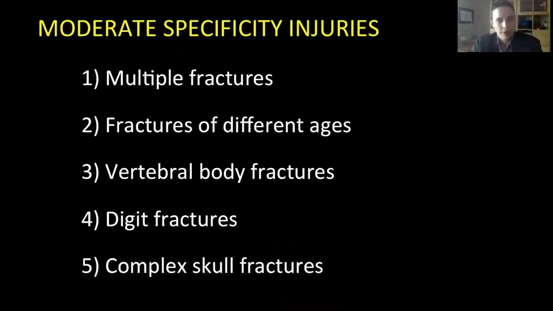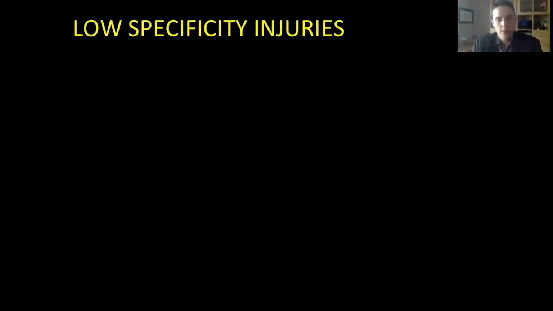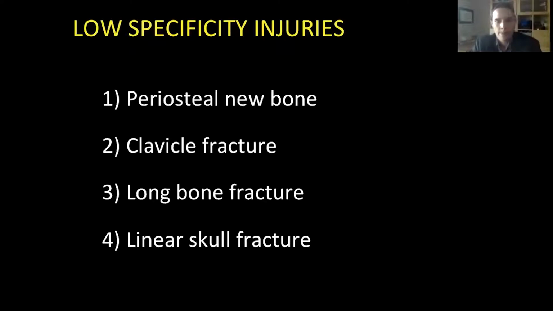So these were the moderate specificity injuries. Again, the ones that at least I in med school remember being taught are more specific. Turns out they're not as specific as our earlier category, but they're still of high concern. We're now moving on to our low specificity injuries. These are things that can definitely happen by accident. They could also happen due to abuse, but you can't be as confident and suggestive of abuse. You have to have a differential.